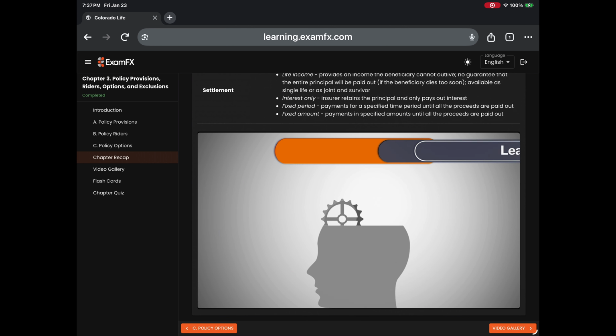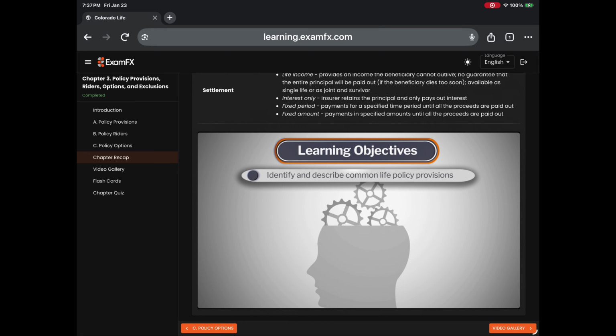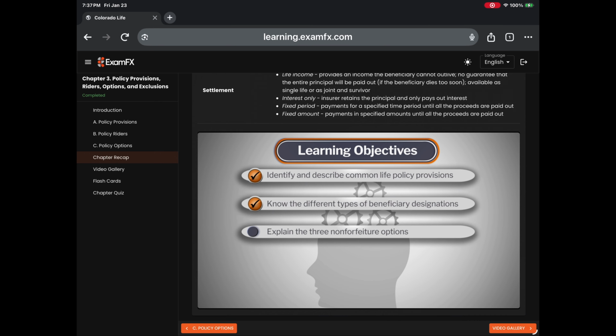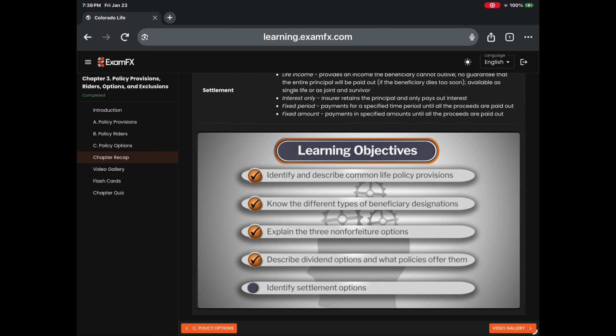Before moving on, check the learning objectives established at the start of the chapter. Identify and describe common life policy provisions. Know the different types of beneficiary designations. Explain the 3 non-forfeiture options. Describe dividend options and know what types of policies offer them. Identify the various settlement options and know why each may be selected.